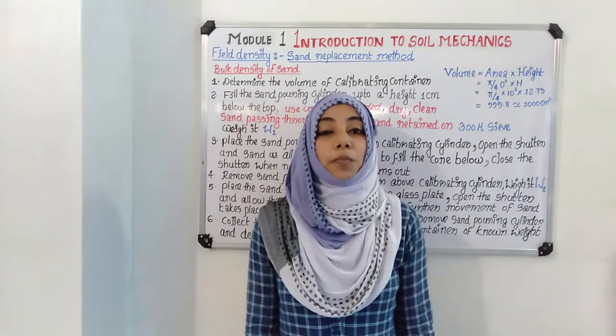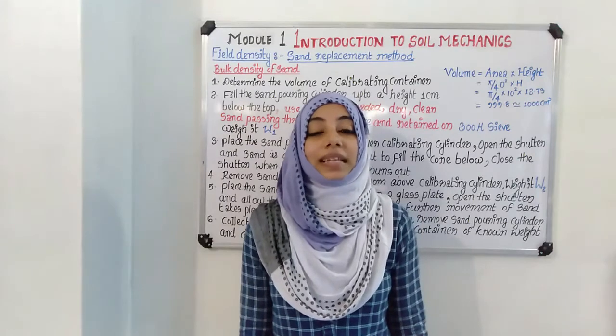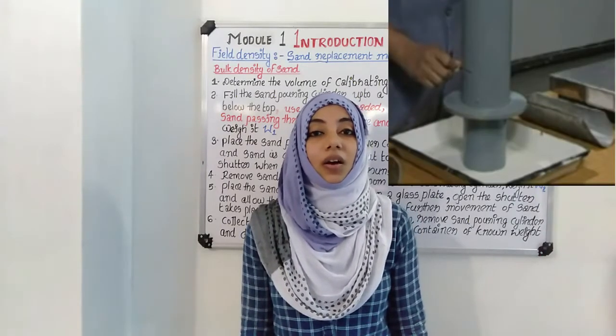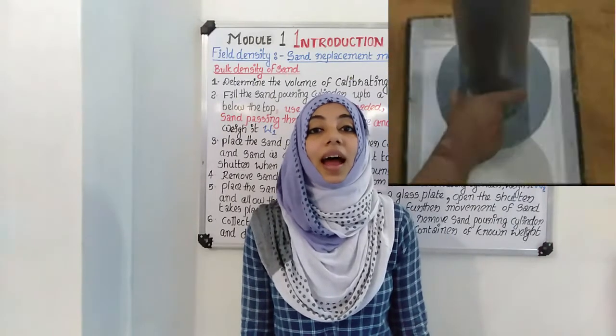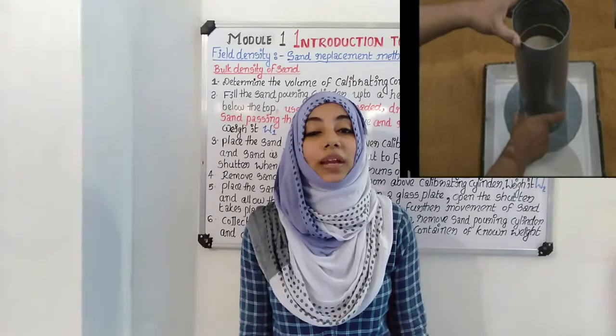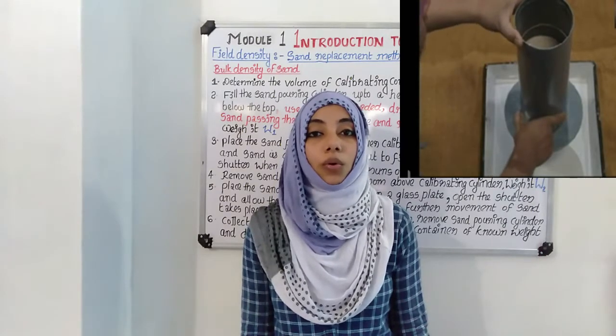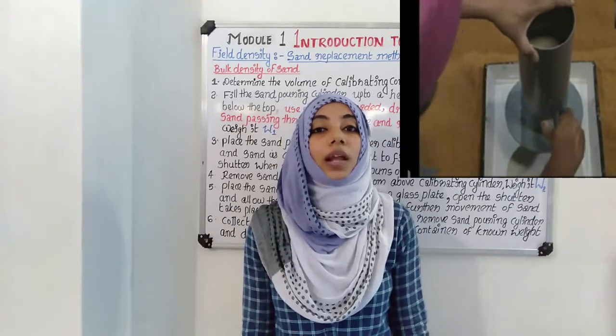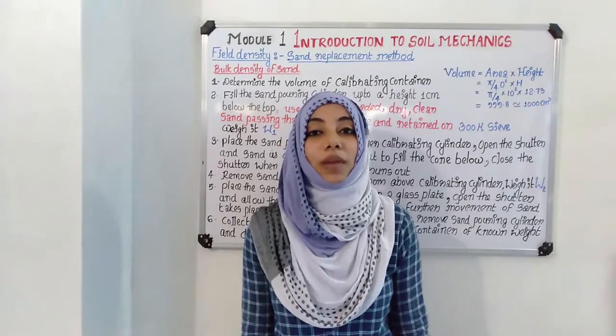Third step is place the sand pouring cylinder over the calibrating container. Open the shutter and sand is allowed to run out to fill the cone below. Close the shutter when no further movement of sand takes place.